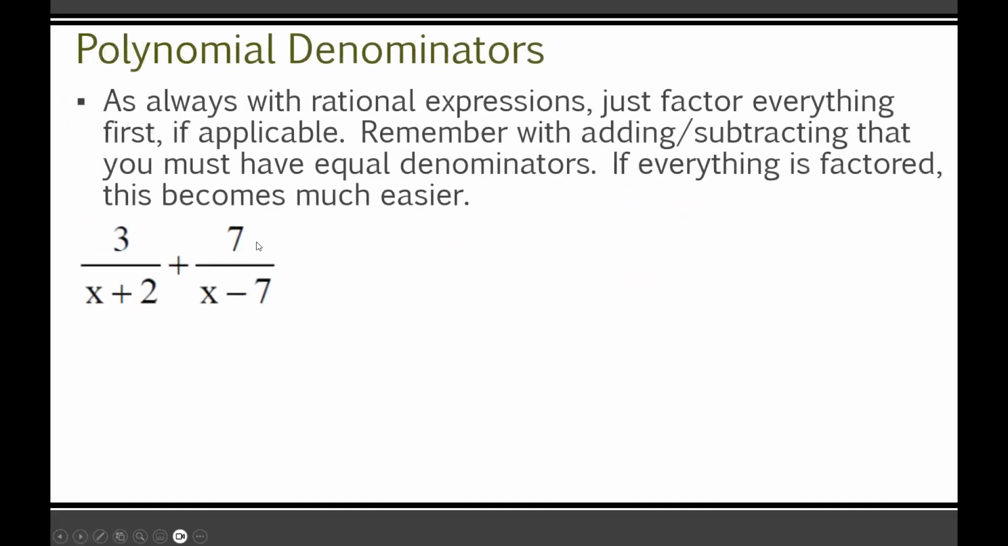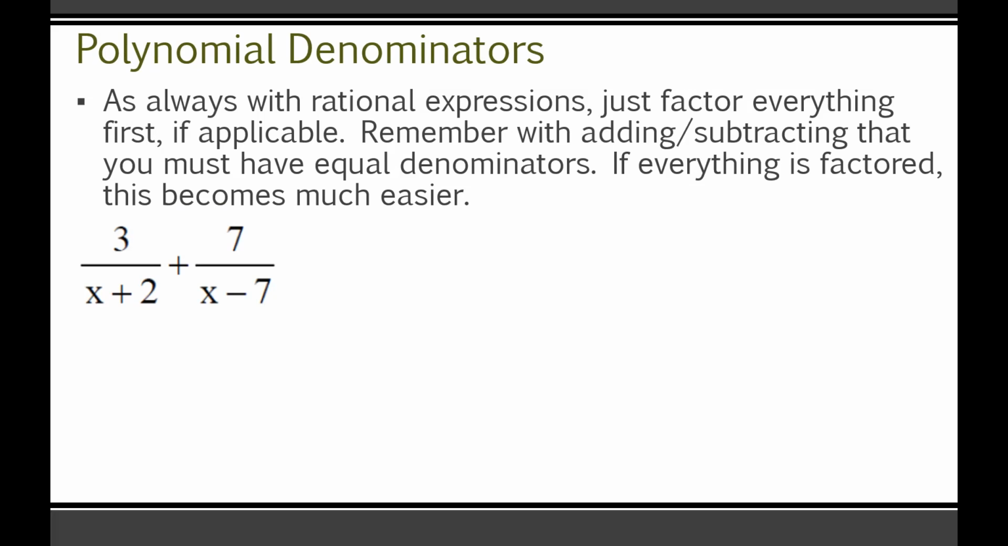So here we go. Now this is where meat officially hits the menu. We've got polynomial denominators. So this is where things are a little scarier, but don't panic. It's the same concept as what we've just been doing. We just need to make sure our denominators match. So as always with rational expressions, just factor everything first if applicable. Hasn't really been very applicable with the examples we've seen so far, but believe me, it is coming. Remember, with adding and subtracting, that you must have equal denominators. They must be the same. If everything is factored, this becomes much easier.